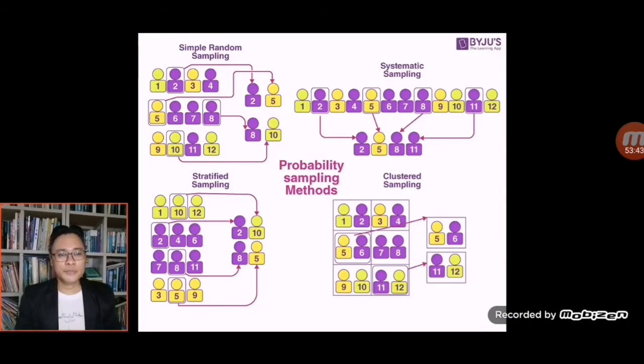Alright, now the probability sampling methods. Okay, explained in a much simpler image. You see the simple random sampling, systematic sampling, stratified sampling, and clustered sampling. Okay, look and notice about the clustered sampling. Yeah, 1, 2, 3, 4 until 12, and then you cluster them between groups that you wish to label them. You need a label, then you pick cluster 5, 6, 11, 12. Alright, something like that, just easy like that.